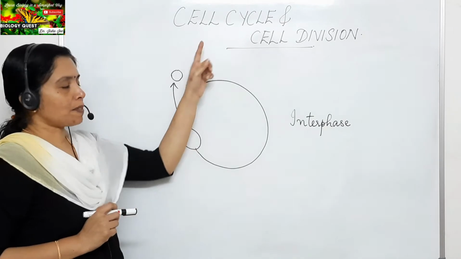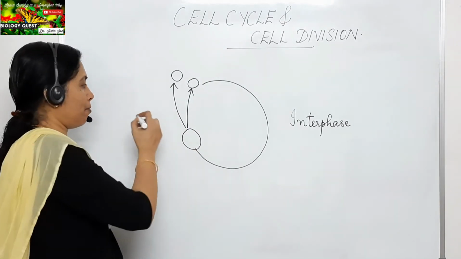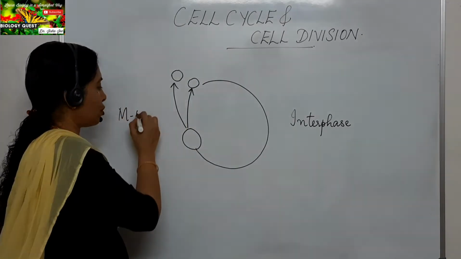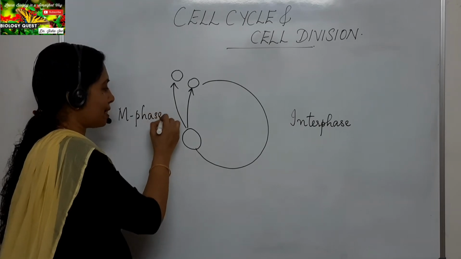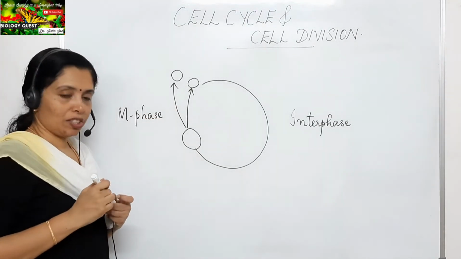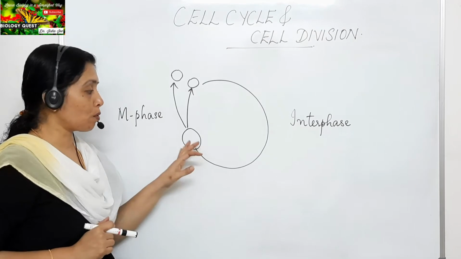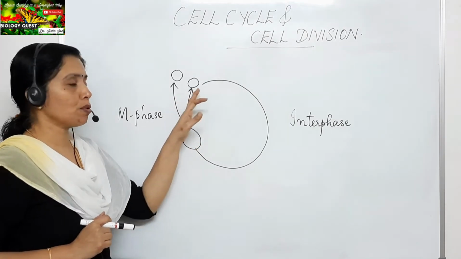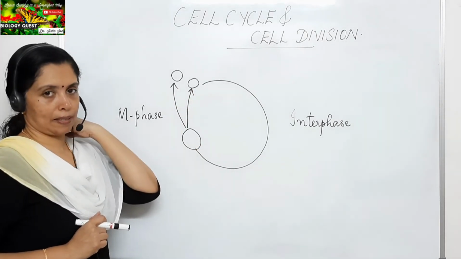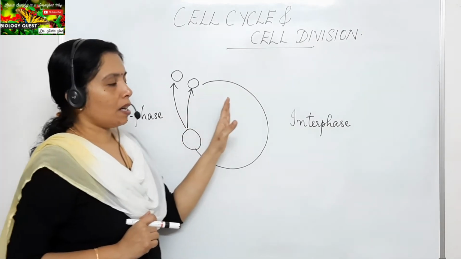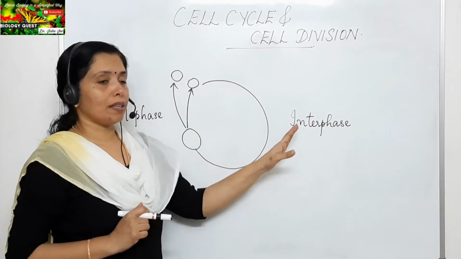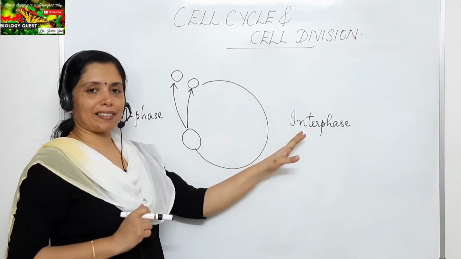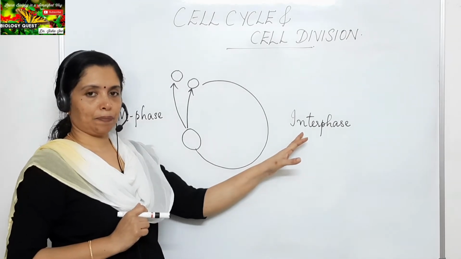The second phase of the cell cycle is the M phase. M phase refers to the phase of cell division, during which the fully grown cell divides to produce two new daughter cells. Okay, so today we are focusing more on the first phase of the cell cycle, that is interphase.